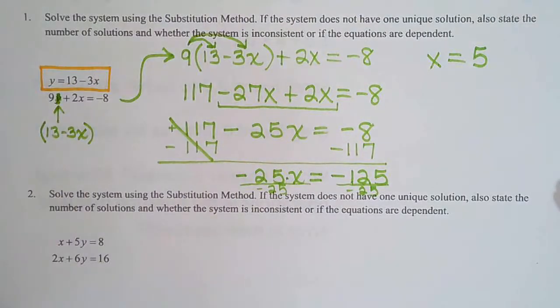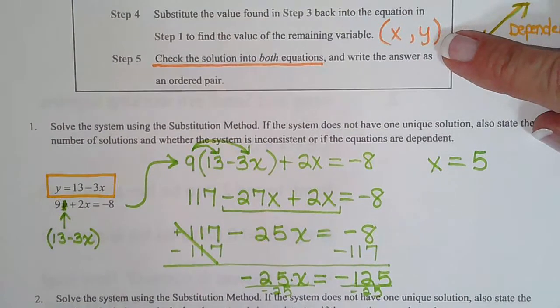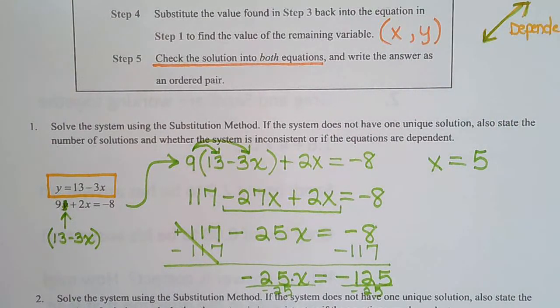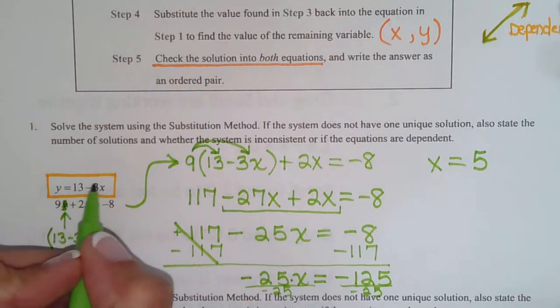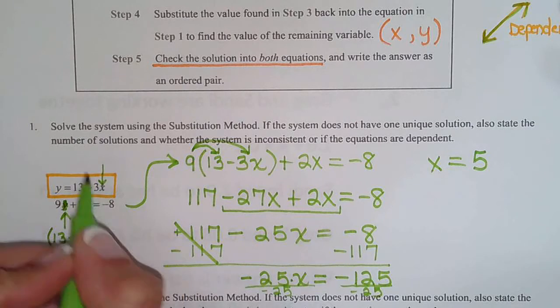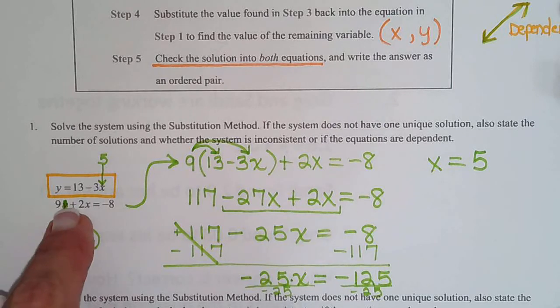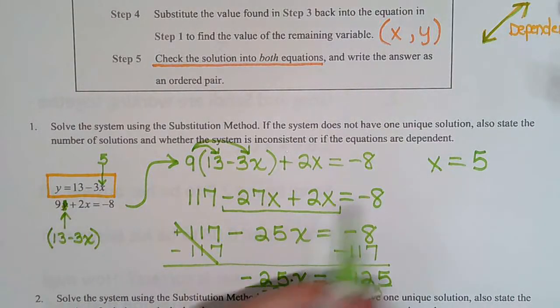But remember, we are looking for the point of intersection. I only have a piece of that. I have half of it. I need to find y, and that's why we box this equation, because then I go back in and plug my 5 in. So this is kind of like a double substitution. First you substitute 13 minus 3x in there, and then after you find your first variable, you plug that in.